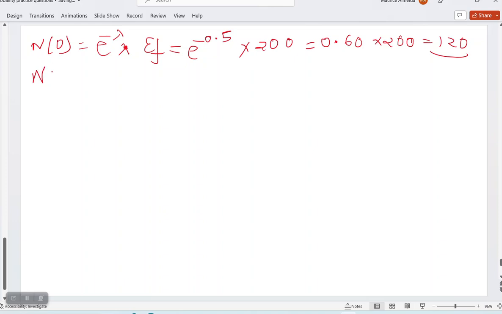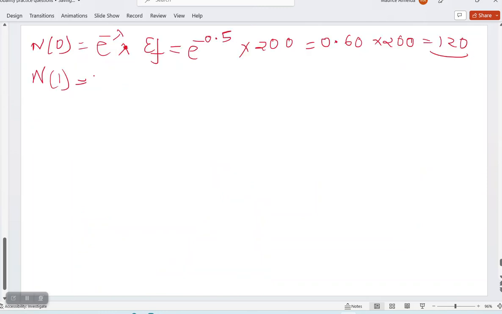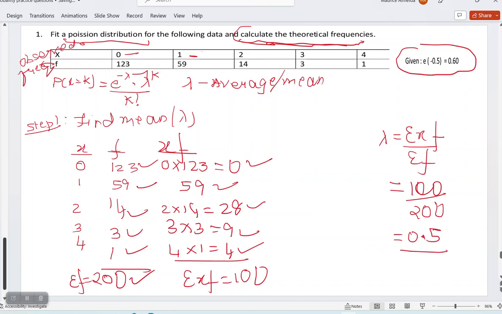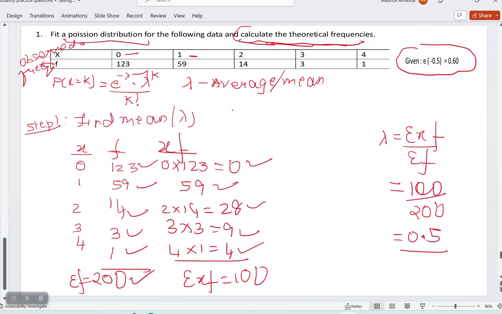Similarly, if I want the theoretic frequency for x equal to 1, after 0 the next value is x equal to 1. There is a formula. The formula is n of 0 into lambda upon 1. Here n of 0 is the previous value which I have to take, which is 120, and lambda was found to be 0.5. If you multiply, you'll get the answer 60. Again, your theoretic frequency is very close to the observed frequency, which is 59.